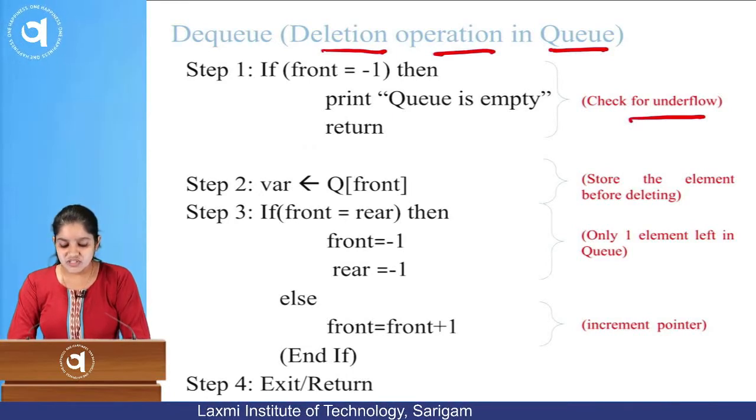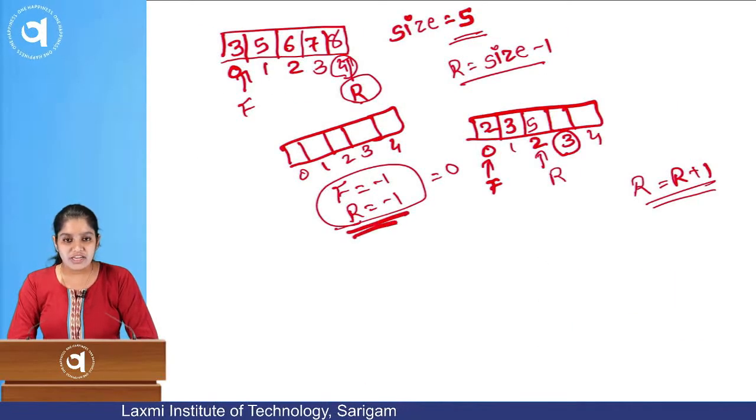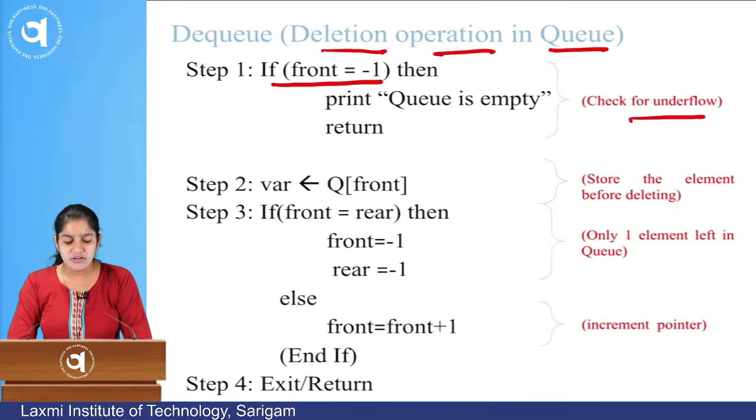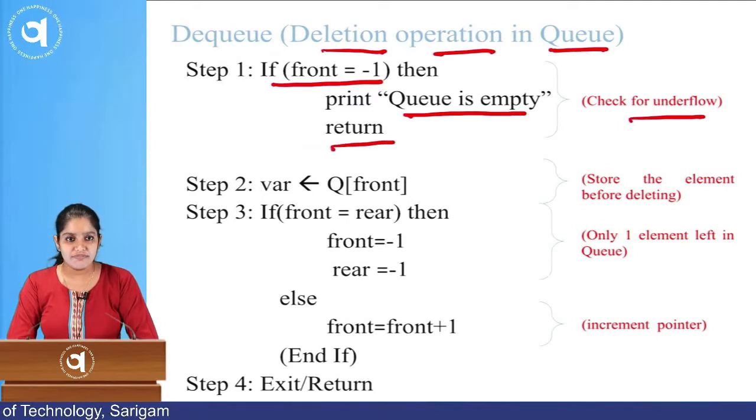So, that is why we are checking if front is equal to minus 1, because that is the only condition. Here we have checked that if my front is equal to minus 1 and rear is equal to minus 1, at that point we can say that my queue is empty, right. So, the same thing we are doing over here: if front is equal to minus 1, then simply print queue is empty, right. And then there is no need to go further, return from here only, right.